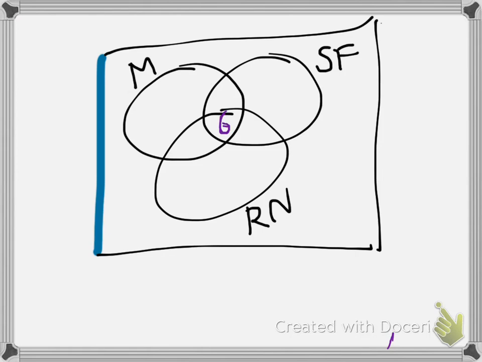And then it says 14 purchased science fiction and romance novels. So 14 go into this part, and we already have 6 there, so the rest is 8. So 8 goes right there. Science fiction and romance novels is those 2 regions, and we already filled in 6, so the rest is 8.